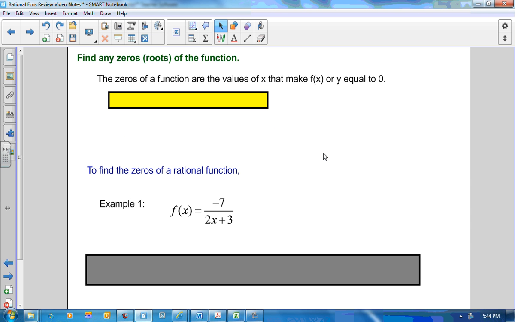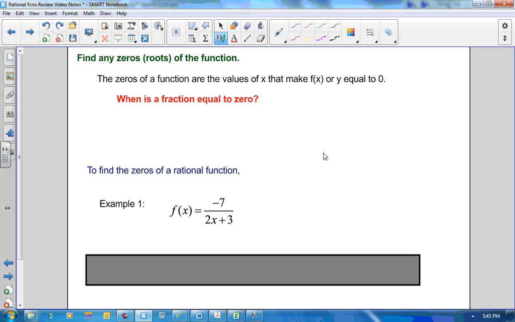Okay, how do I find the zeros or the x-intercepts of a rational function? Well, the zeros of a function are the values of x that make f of x, or y, equal to 0. Since we're dealing with a rational function, we should ask ourselves the question, when is a fraction equal to 0? Well, let's explore. If I had something like 3 over 0, what does that equal? Well, what can I multiply 0 by to get 3? And the answer is there isn't anything I can multiply it by, so this expression is undefined.